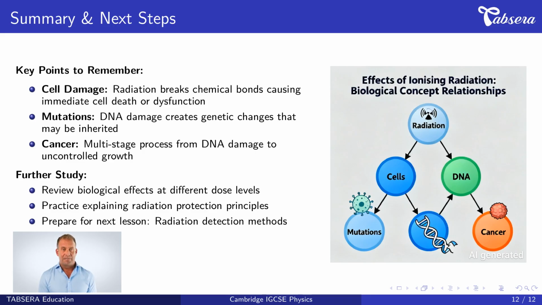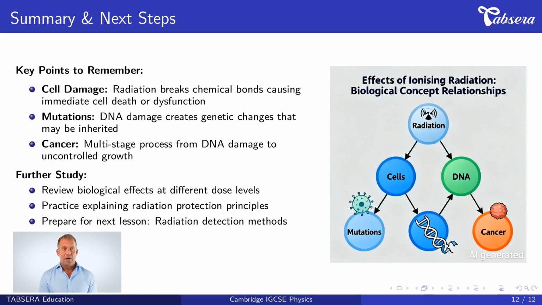Let's summarize today's lesson on effects of ionizing radiation. The key points to remember are, first, cell damage occurs because radiation breaks chemical bonds in vital molecules, causing either immediate cell death from membrane destruction or cellular dysfunction from damaged organelles and DNA. Second, mutations result from DNA damage that creates genetic changes, which may be inherited by offspring if they occur in reproductive cells. Third, cancer develops through a multi-stage process starting with DNA damage to growth control genes, progressing through abnormal cell division to tumor formation and spread. These three concepts form the foundation for understanding radiation biology and safety.